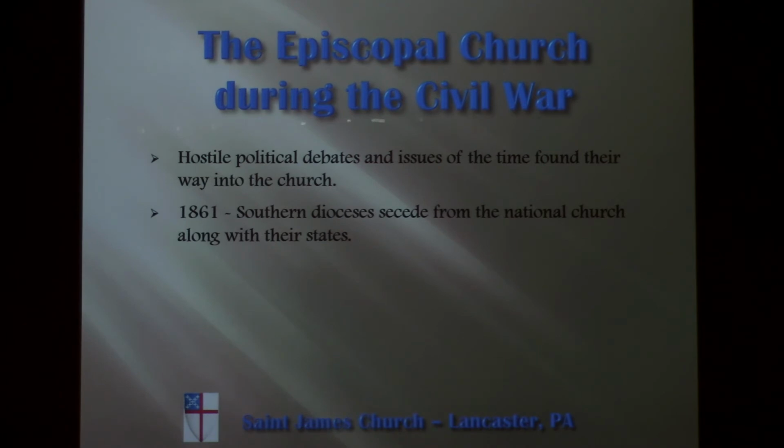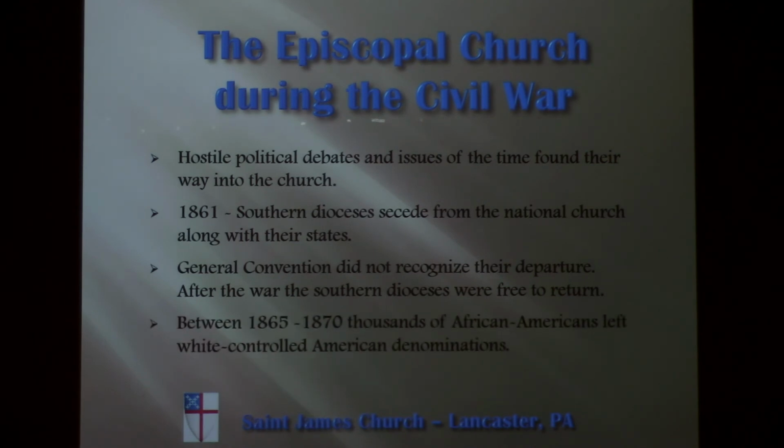The church ended up taking no position. They were not pro-slavery, they were not anti-slavery. So when General Convention met during the Civil War, the seats for the Southern dioceses were there just the same, except the Southern Church seceded with their states. And remember that allegiance to the state trumped allegiance to the country at that period. So when the states seceded, the churches seceded with them. The church basically ignored that, and General Convention went on as they usually did, with the southern seats empty. And it's this same time, from 65 to 70, that thousands of African Americans left the church to start their own denominations.